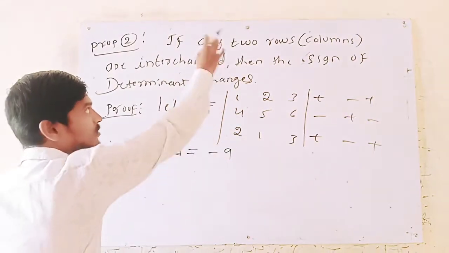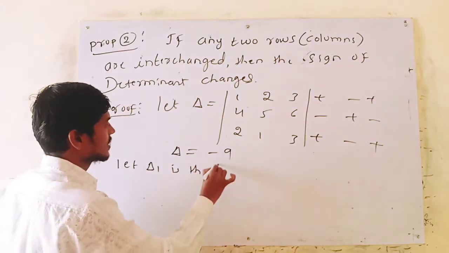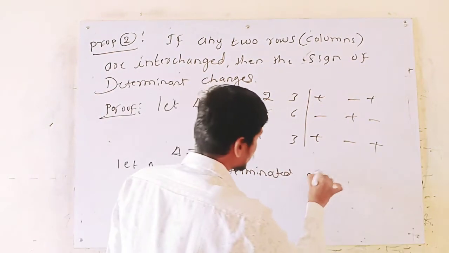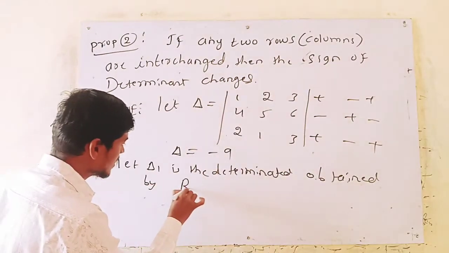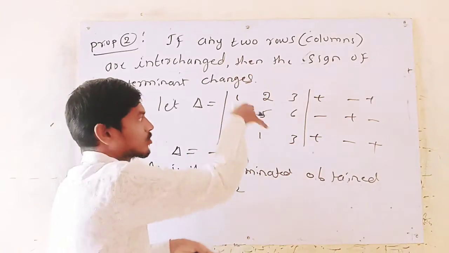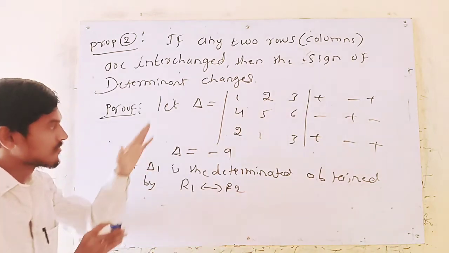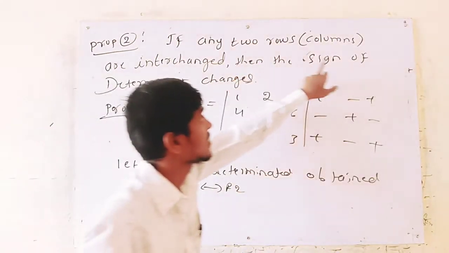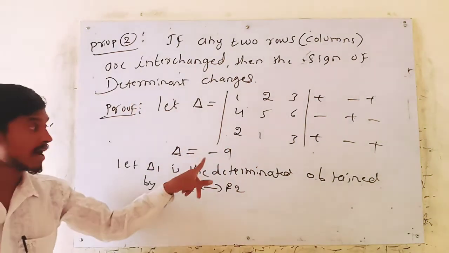So I will go for the next. I will take delta 1. Let delta 1 be the determinant obtained by interchanging R1 and R2. I use any two rows, R1 and R2. So interchange R1 and R2 and try to find the delta 1 value. If delta 1 is plus 9, then your property number 2 is verified, because the sign of the determinant changes. Here minus 9 came, so the sign change means we need plus 9 as the answer.